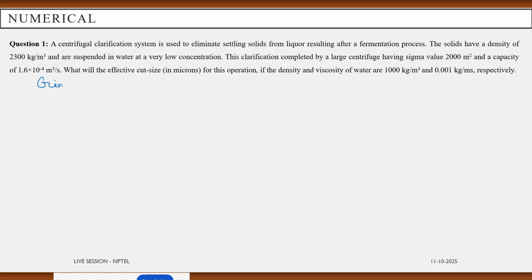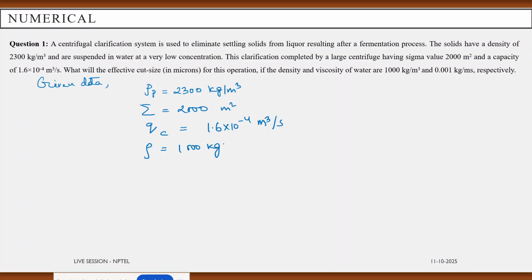So right now, what are the given data? Particle density is 2300, sigma value 2000, flow rate at cut diameter condition that is 1.6, density of the fluid that is water, and viscosity of the fluid that is of water. So you have to calculate what is the cut diameter.